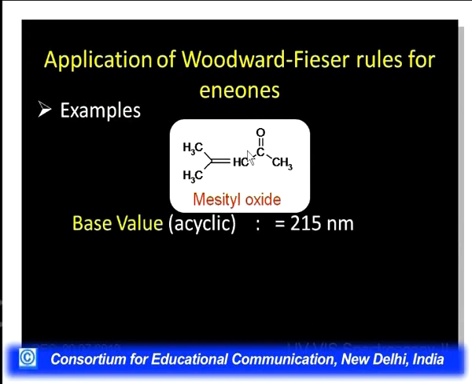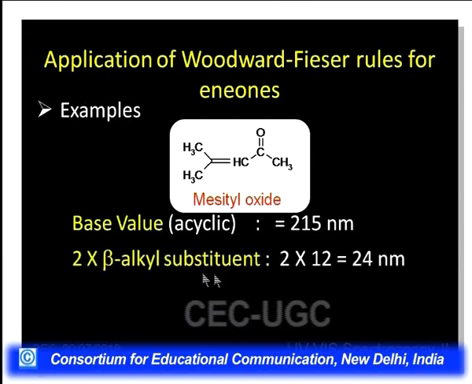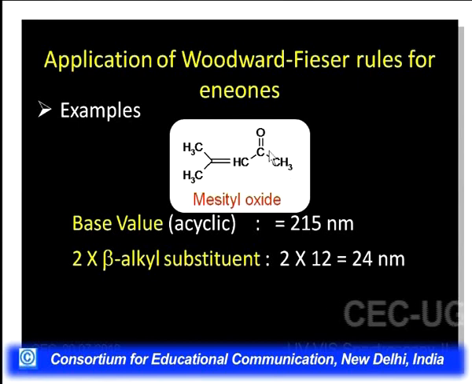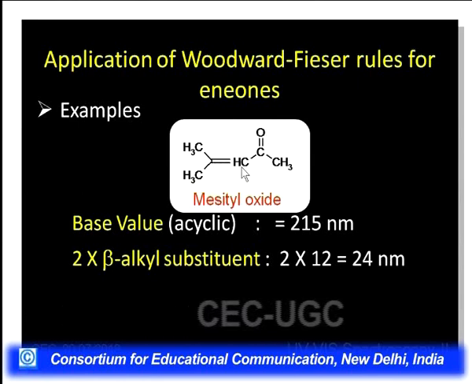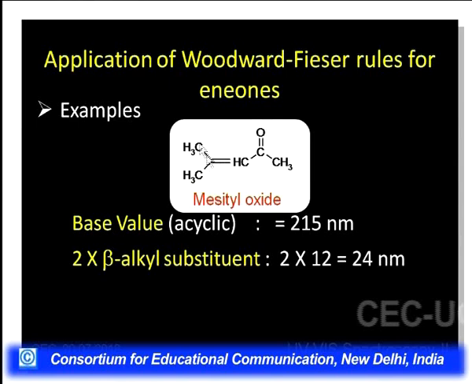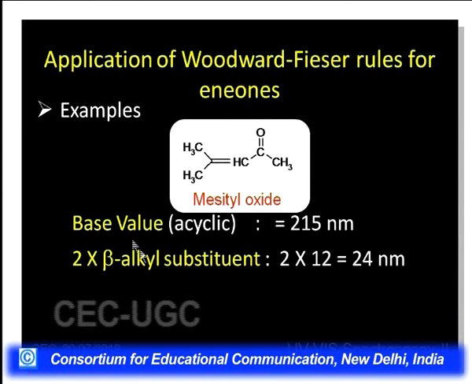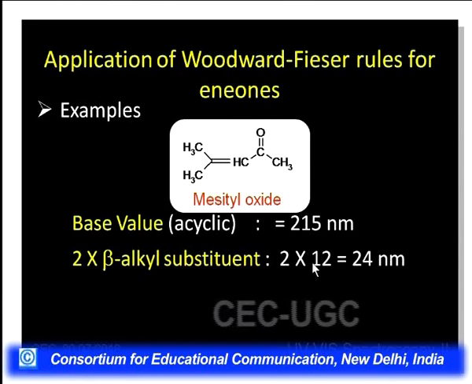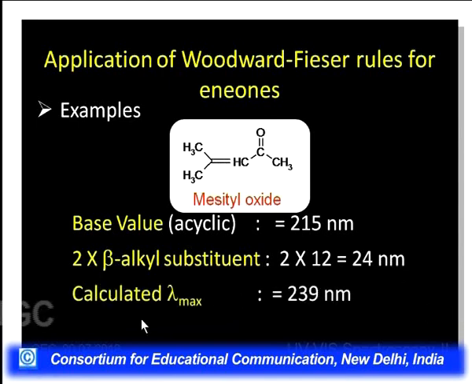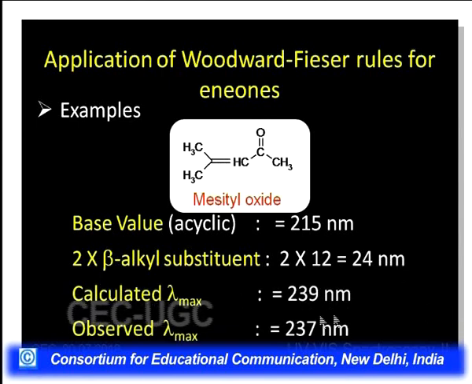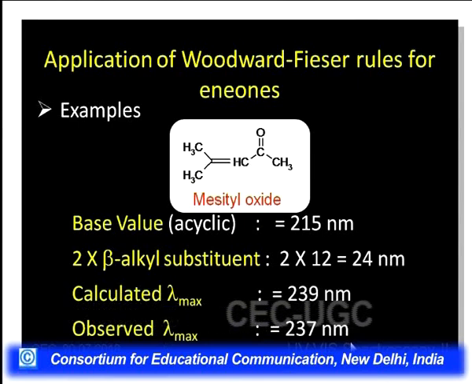Since it is an acyclic one, the base value is 215, and there are 2 beta alkyl substituents. Now it's important here. This is a carbonyl group, this is a double bond, the ene part of it. So this is my alpha carbon, this is beta. On alpha there is no substitution, on beta there are 2 alkyl groups, 2 CH3 groups. So 2 beta alkyl substituents, and for beta we know the contribution is plus 12. So 2 into 12 is 24, and the calculated value comes out to be 239, and the observed value is 237.